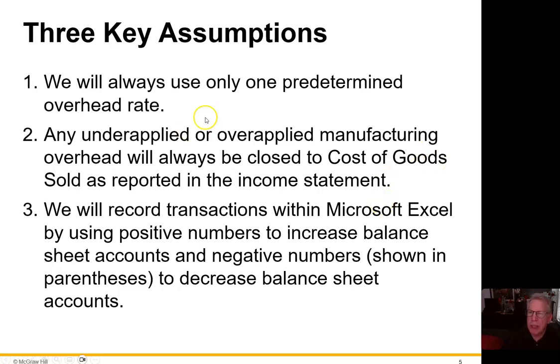So here are our three key assumptions. Number one, we will always use only one predetermined overhead rate. Number two, any underapplied or overapplied manufacturing overhead will always be closed to cost of goods sold as reported in the income statement. And that's normally what we would do in the real world anyway. And number three, we'll record transactions within Microsoft Excel by using positive numbers to increase balance sheet accounts and negative numbers shown in parentheses to decrease balance sheet accounts.